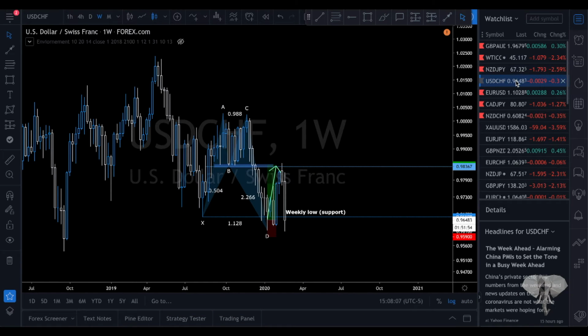So we're gonna start with USD Swiss Franc. You can see we have this M pattern formation, which is in the guise of a harmonics pattern. We were looking at longing because we were closing above this weekly support level. However, because of this M formation, we have a high probability of making it back to the neckline, and that's exactly what happened here before it fell back down to the support level.